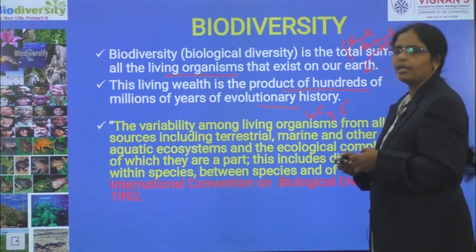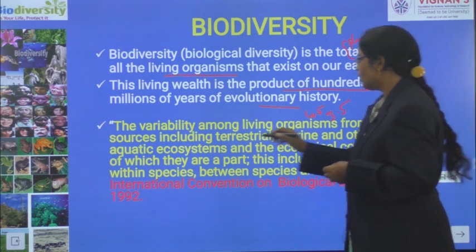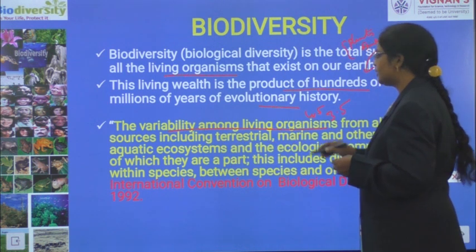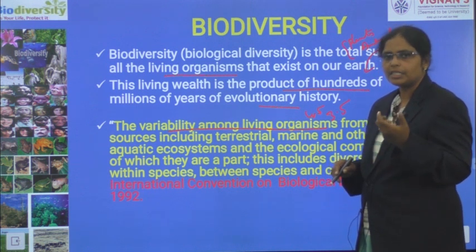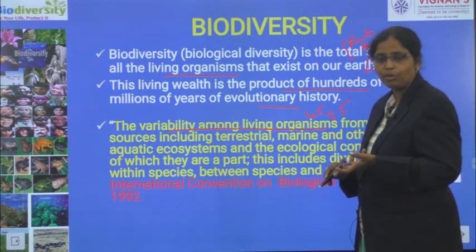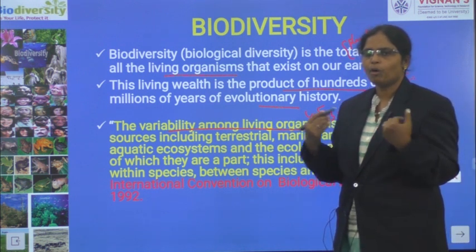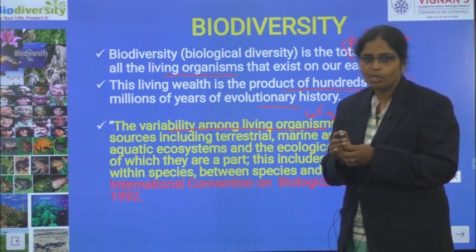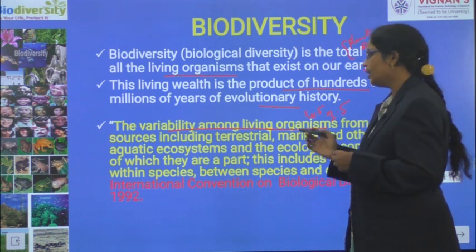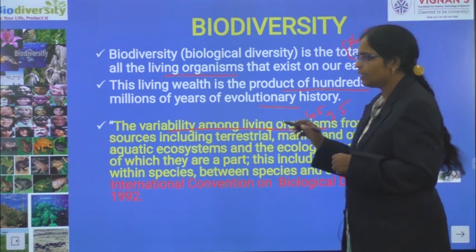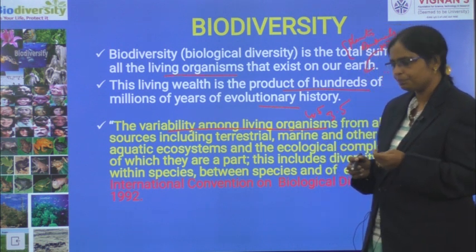So, in this biodiversity, we can see variability and diversity, the variability among living organisms from all sources. What are those sources? A variety of sources. We can see the terrestrial environment, the marine environment, the desert environment, the cold environment. From all these sources, we can observe the variability, nothing but the diversity of the microorganisms on the earth.